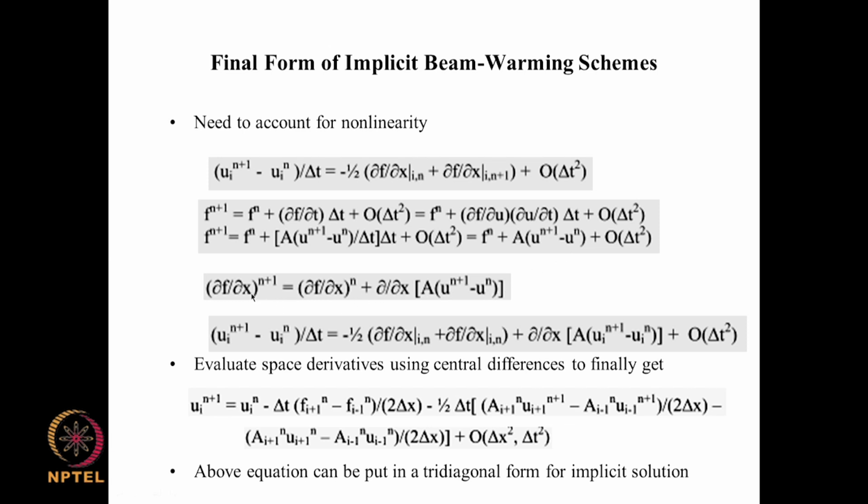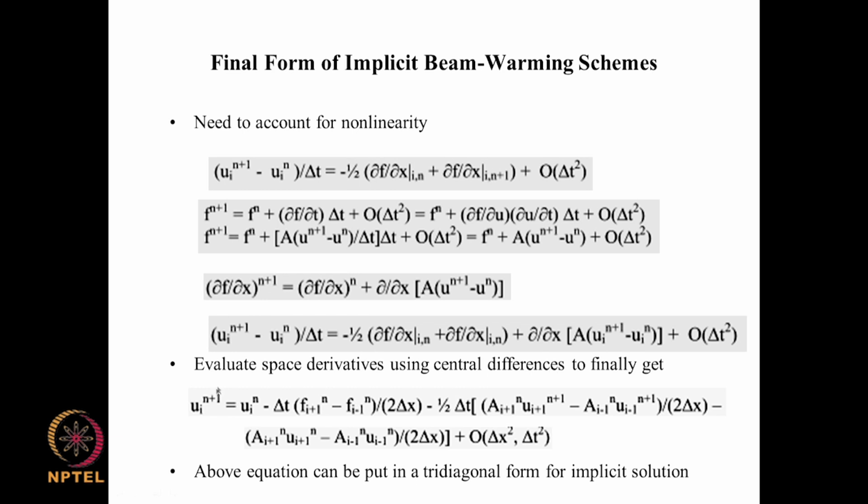And we can make use of this expression here to write this as (u_i^(n+1) minus u_i^n) divided by delta t equal to minus half [∂f/∂x at i, n plus ∂f/∂x at i comma n, which is coming from here, plus ∂/∂x of A times (u_i^(n+1) minus u_i^n)] by delta t plus delta t square. Okay. So now we have this ∂f/∂x here at i, n and these kind of things, and you have ∂/∂x here. These things are evaluated using central differences, so that we can have second order accuracy in space.